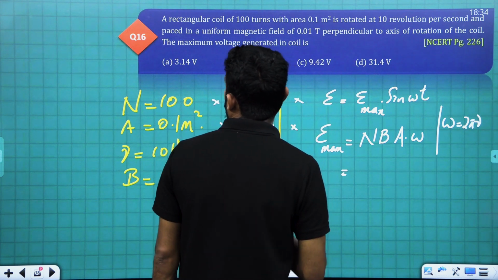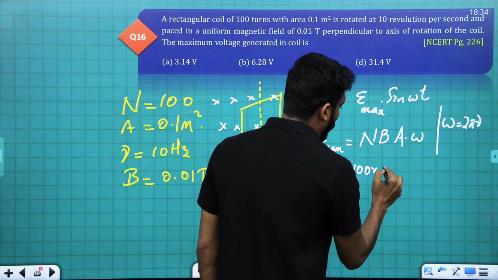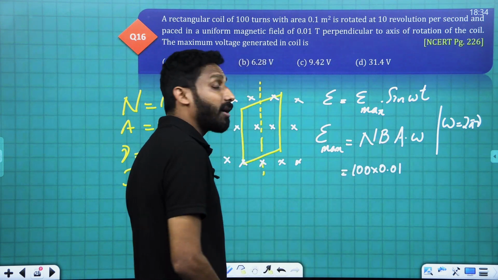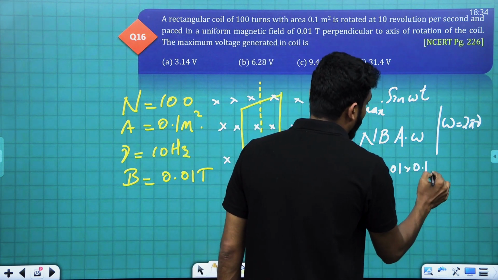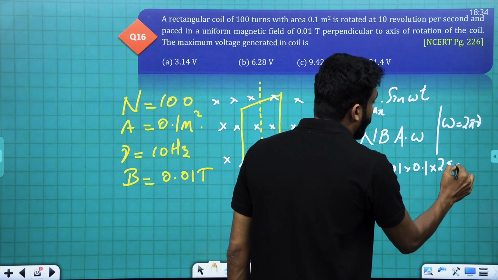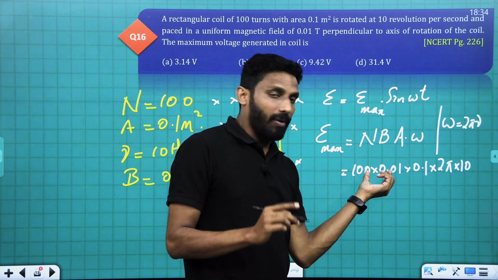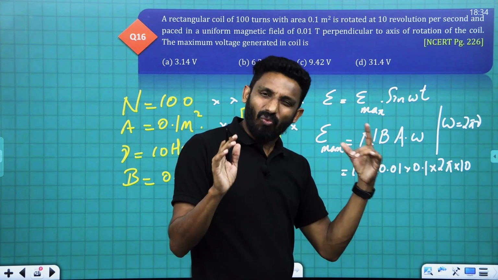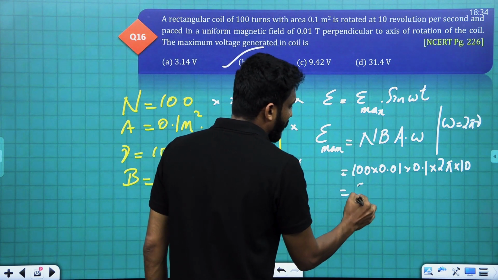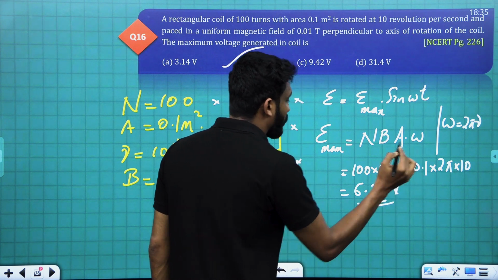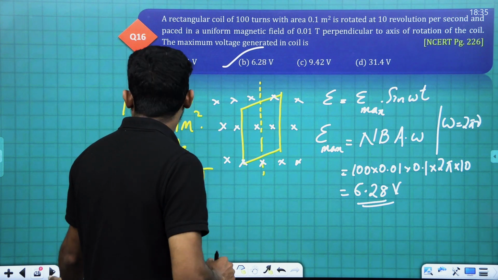Now putting the values. Number of turns 100. Field intensity value is 0.01. Then 100 into 0.01 becomes 1. Area of cross section is 0.1. Omega is 2 pi into frequency. Frequency is 10. 0.1 into 10, that is 1, into 2 pi. 2 pi is 6.28 volt. Correct, 6.28 volt is the answer of the question. Okay. The next one, 17th.